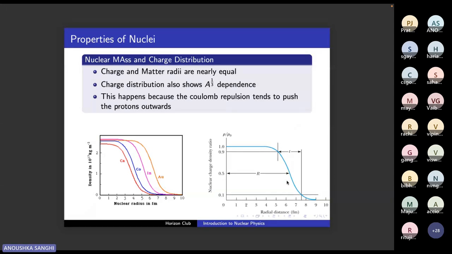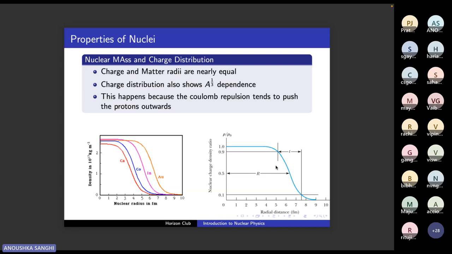And somewhere in the middle, which is known as the mean radius, we define it to be R, which is at 50% charge density. Okay, so these are the observations. One more observation is that you must see that the density is almost constant in the entire volume of the nucleus.